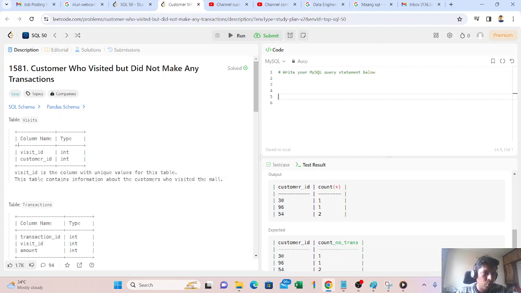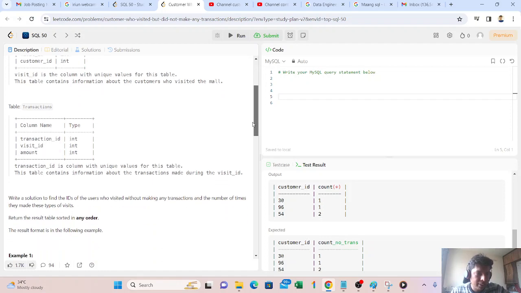There's a table known as visits where visit ID is the column with unique values for this table. This table contains information of the customer who visited the mall. So this table would contain a visit ID and a customer ID. If a customer visited the place thrice, it will have three different visit IDs for the same customer ID.